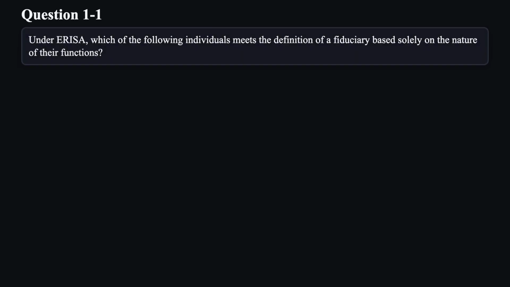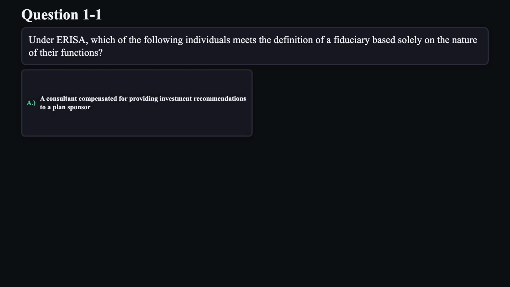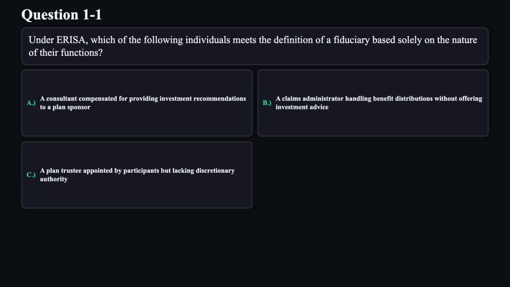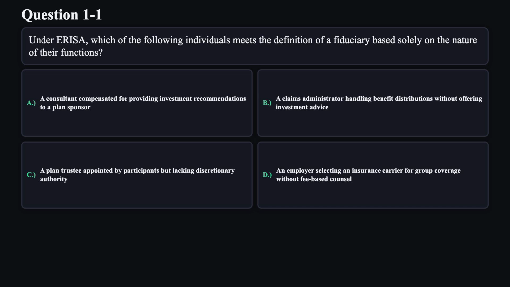Under ERISA, which of the following individuals meets the definition of a fiduciary based solely on the nature of their functions? A, a consultant compensated for providing investment recommendations to a plan sponsor. B, a claims administrator handling benefit distributions without offering investment advice. C, a plan trustee appointed by participants but lacking discretionary authority. D, an employer selecting an insurance carrier for group coverage without fee-based counsel.